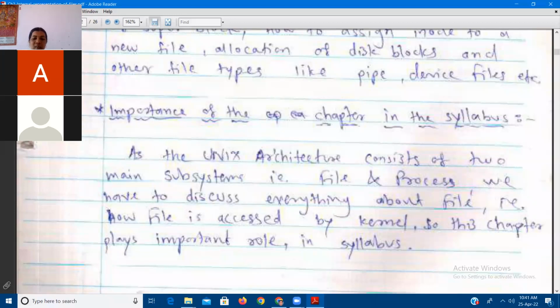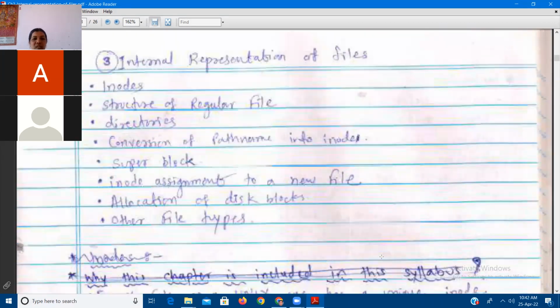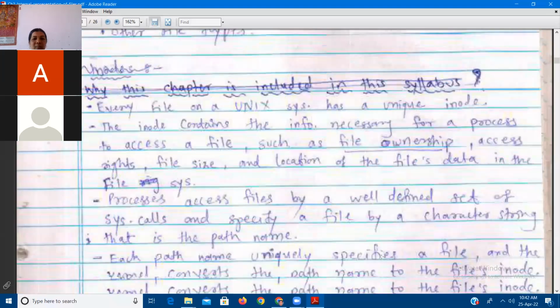So this chapter plays an important role in the syllabus. If we want to know everything about the file, we need to study this chapter. This is the importance of this chapter. This is about the syllabus. So we'll start.